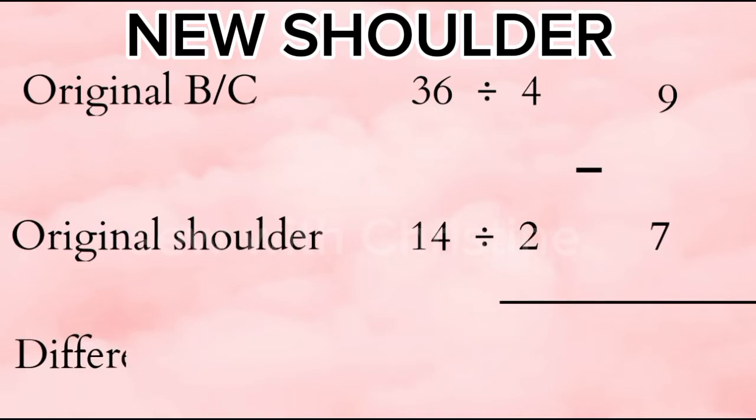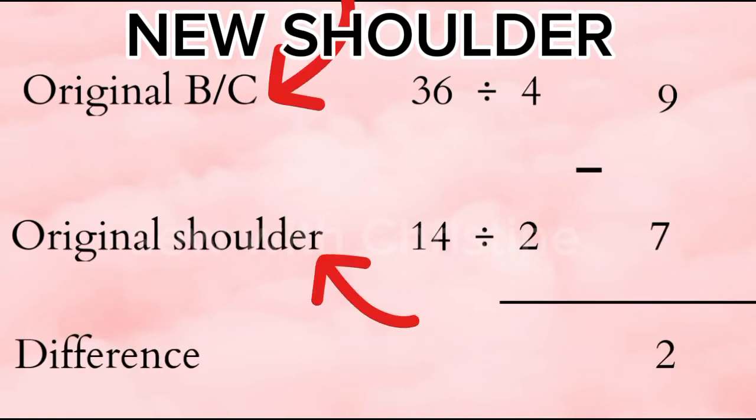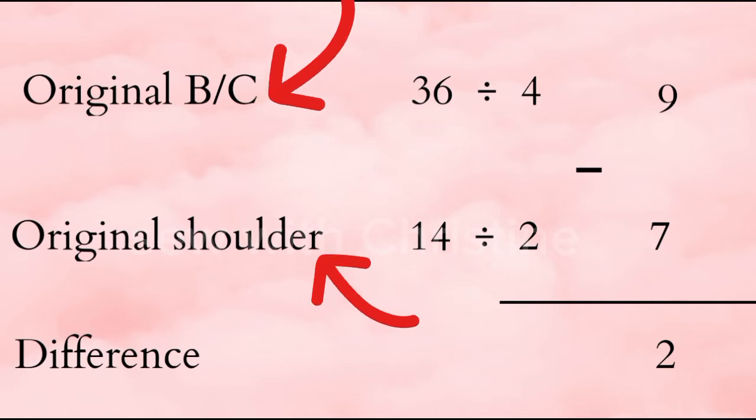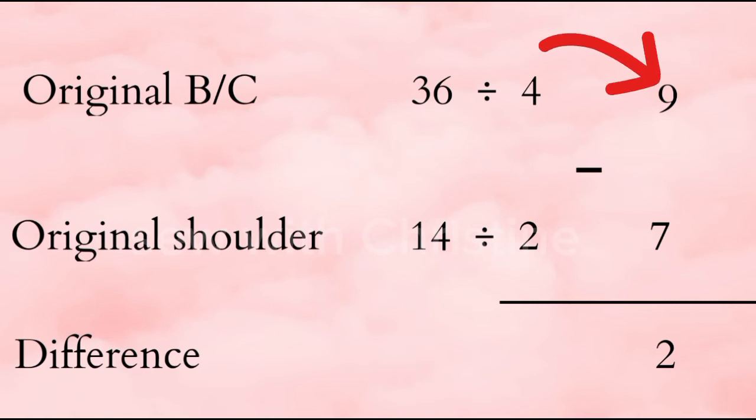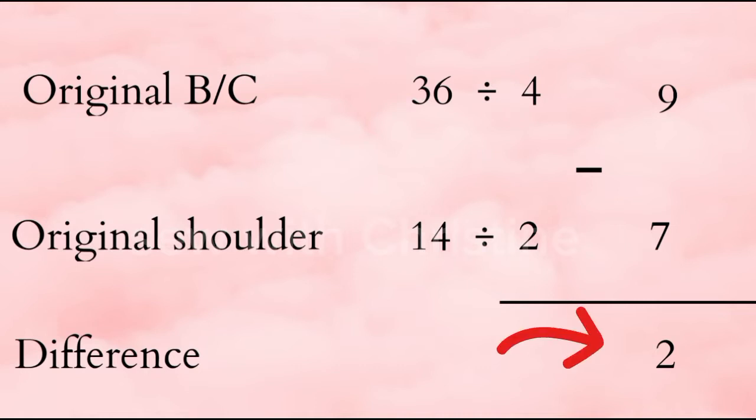So to get the new shoulder measurements, you find out the difference between your original bust circumference and your original shoulder measurements. If my original shoulder measurement is 7, then what will the new one be? What I will do is divide my original bust circumference, which is 36, by 4, that gives 9. Then I'm going to minus that from my original shoulder measurement, which is 14 divided by 2, that's 7. After dividing that, I'm going to minus 7 from 9, and that's going to give 2 inches. So the difference between my shoulder and my bust measurement when I want to draft this is 2 inches.